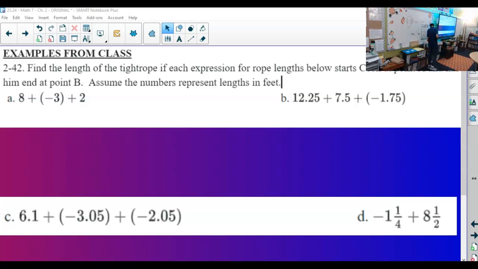So, 12 plus 7 is 19.30 plus negative 1.75 to 9.30 minus 75 equals, yeah, you just get rid of the plus and then the negative.